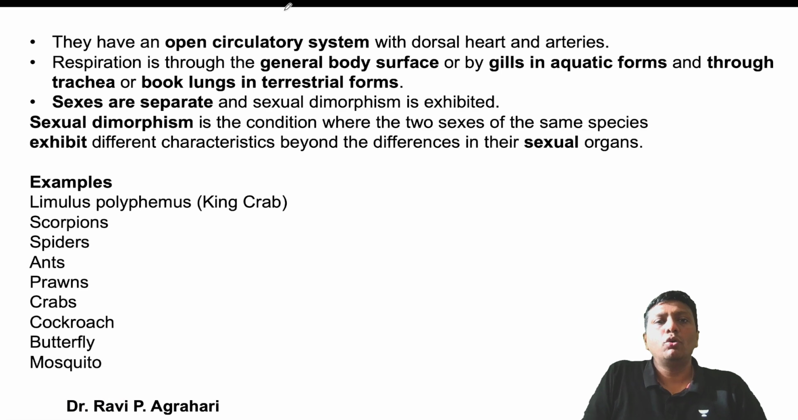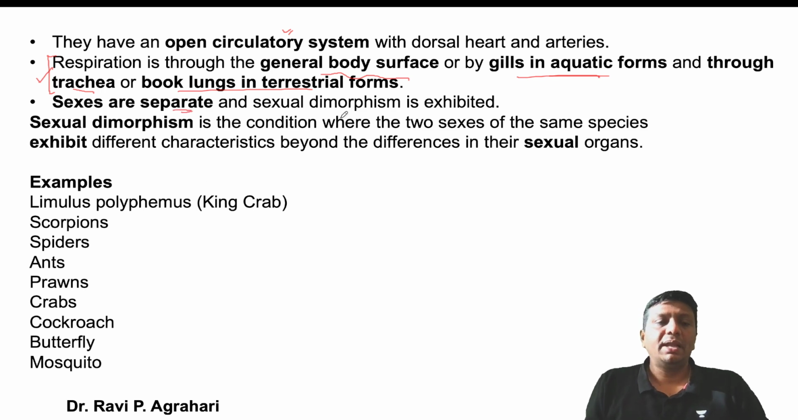Arthropoda members have an open circulatory system. And here respiration is performed through the general body surface, through gills in aquatic forms, and through tracheae and book lungs in terrestrial forms. So as you have seen, arthropods are available in many places, and so many places have different types of adaptations.